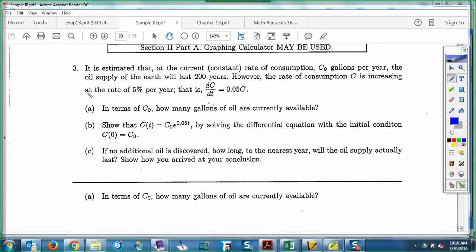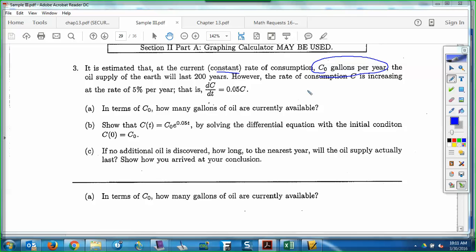All right. So anyway, here they talk about it is estimated that at our current constant rate of consumption, which is C sub 0 gallons per year, the oil supply of the earth will last 200 years. Okay, so if we keep consuming oil at our current rate, the oil will last for 200 years. But will we keep consuming oil at our current rate? Chances are not, right? More people, and so forth. Now, there's a lot of talk about conserving energy and green energy and using solar and wind energy and stuff like that to try to reduce the amount of oil and fossil fuels that we use. But typically the rate has been increasing, okay?